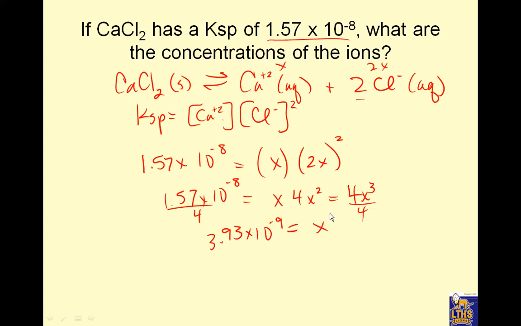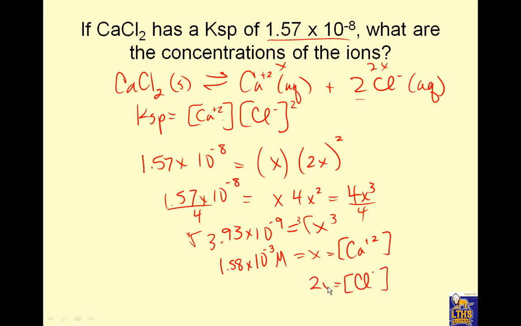You could plug it in your calculator to make sure. That's X cubed. Now we can take the cube root of each side. So X is going to be equal to 1.58 times 10 to the negative 3rd. Now, X was the concentration of calcium. So that's going to equal your calcium ion concentration. But the chloride ion concentration is 2 times that. So the chloride ion concentration is going to be equal to 2X, so it's going to be 3.16 times 10 to the negative 3rd molar.